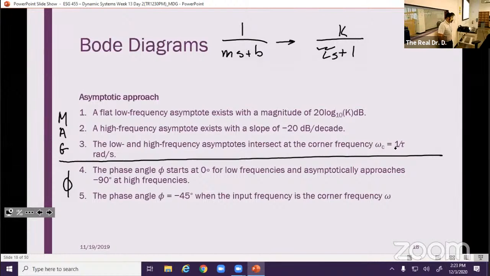What about phase? For a first order system, phase angle starts at 0 degrees for low frequencies and asymptotically approaches minus 90 at high frequencies. It crosses minus 45 at the corner frequency.